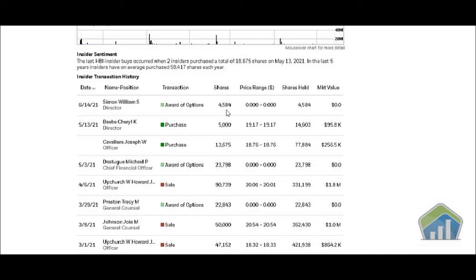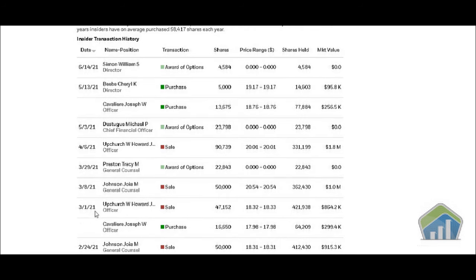4,584. So that person was given that. And then we have different purchases right here. There was a director back in May, an officer purchase. And then we see that back in April timeframe, April 6th, if I'm not mistaken, we have a sale right here. And then back in March 1st, we have a sale. So this is an officer, two different, well, same person actually, officers, and we have a general counsel that sold shares as well. And it also shows you how many shares and how much it was valued at, right?